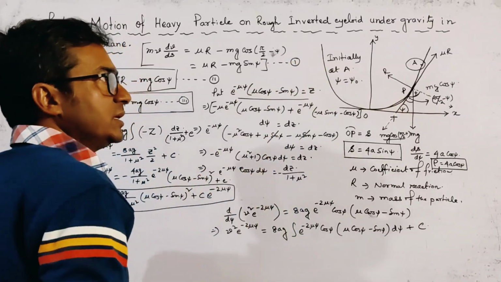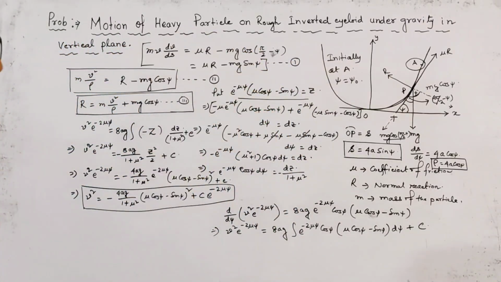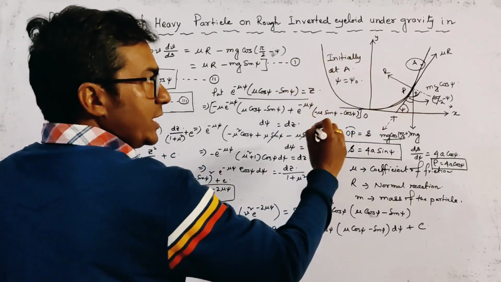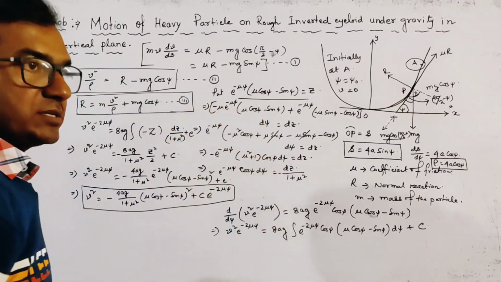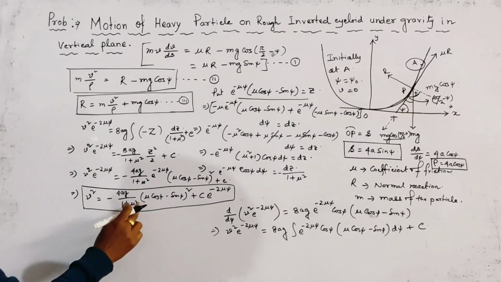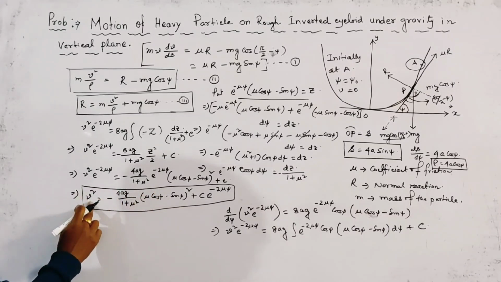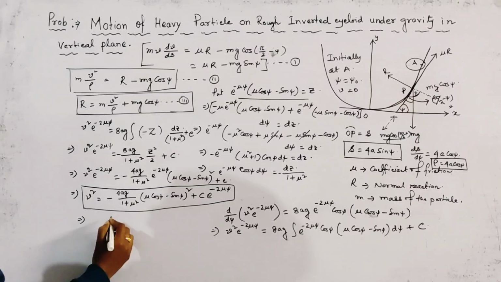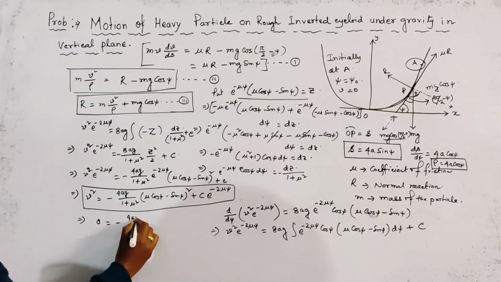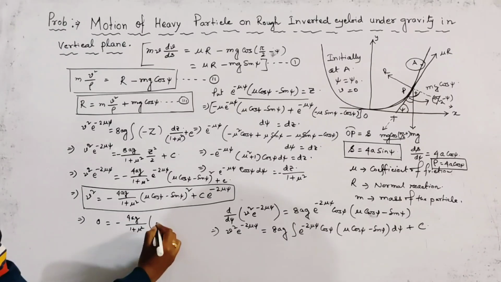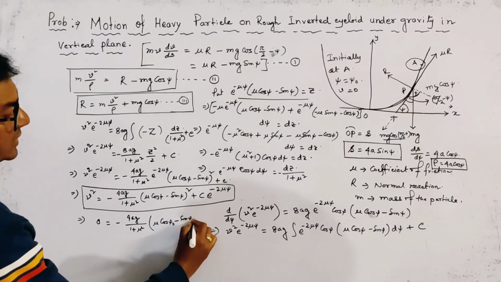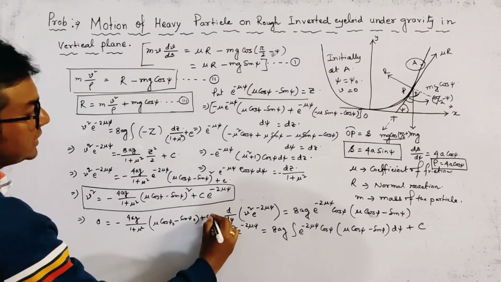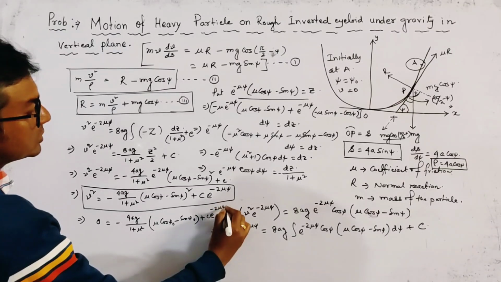Okay, we get this because this is a theory type problem. We assume psi equal to psi 0 here, and v equal to 0 because we let it start from rest. In this case we put psi equal to psi 0 and v equal to 0, and getting the result as 0 equals minus 4ag by 1 plus mu square into (mu cos psi 0 minus sin psi 0) plus c into e to the power minus 2 mu psi 0.